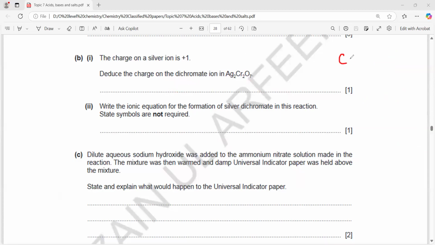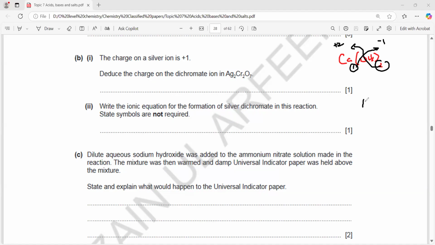Like if I say I have calcium hydroxide, what is the charge of calcium? So this 2 is written here, yes? Because it's the second part of the molecule. If it's the first part of the molecule, it is a positive charge. Like if I say what is the charge of calcium? Plus 2. What is the charge of hydroxide? Minus 1.